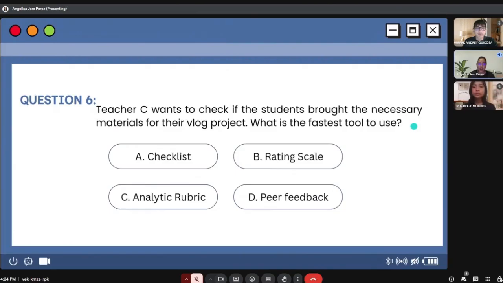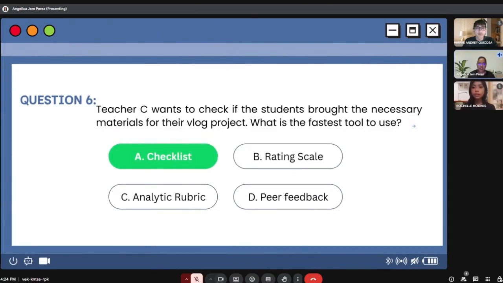And the correct answer is A. Checklist. A checklist is the fastest tool because the teacher only needs to check if the students brought the required materials or not. The teacher can quickly look and put a check mark, and there is no need to judge the quality, just whether the items are present.